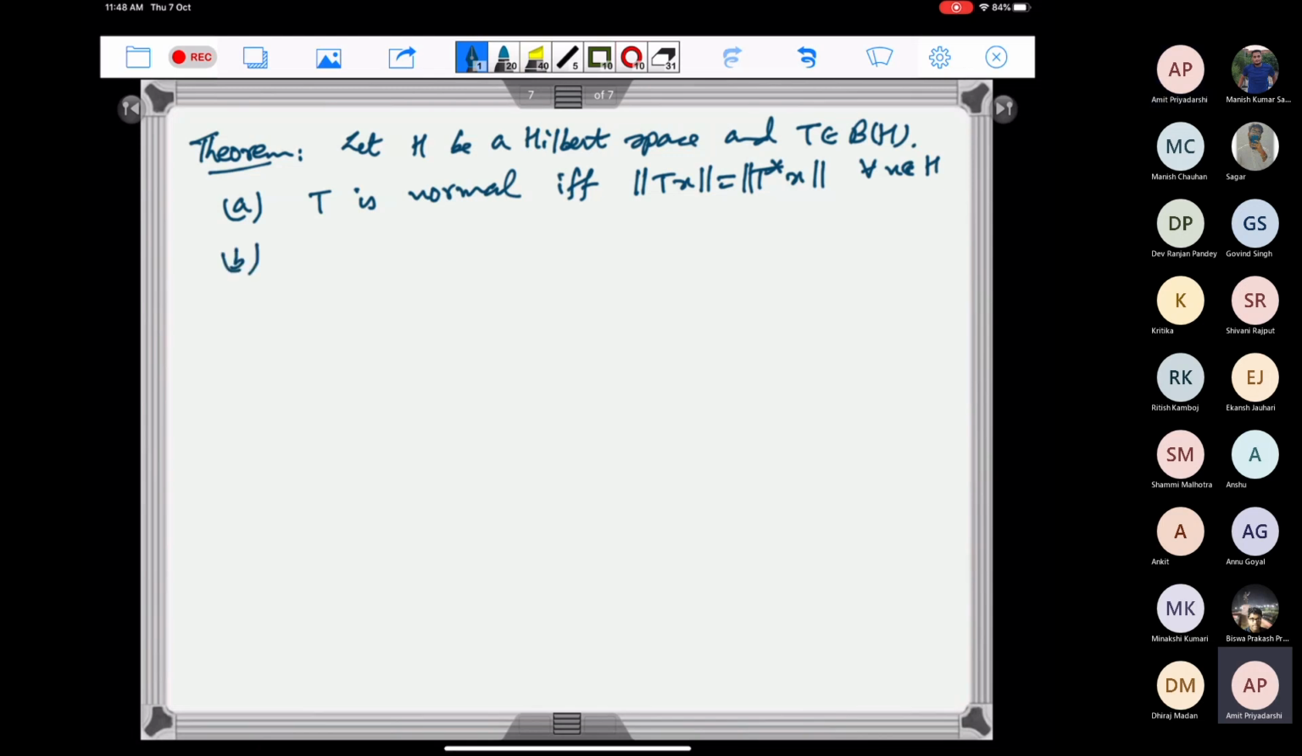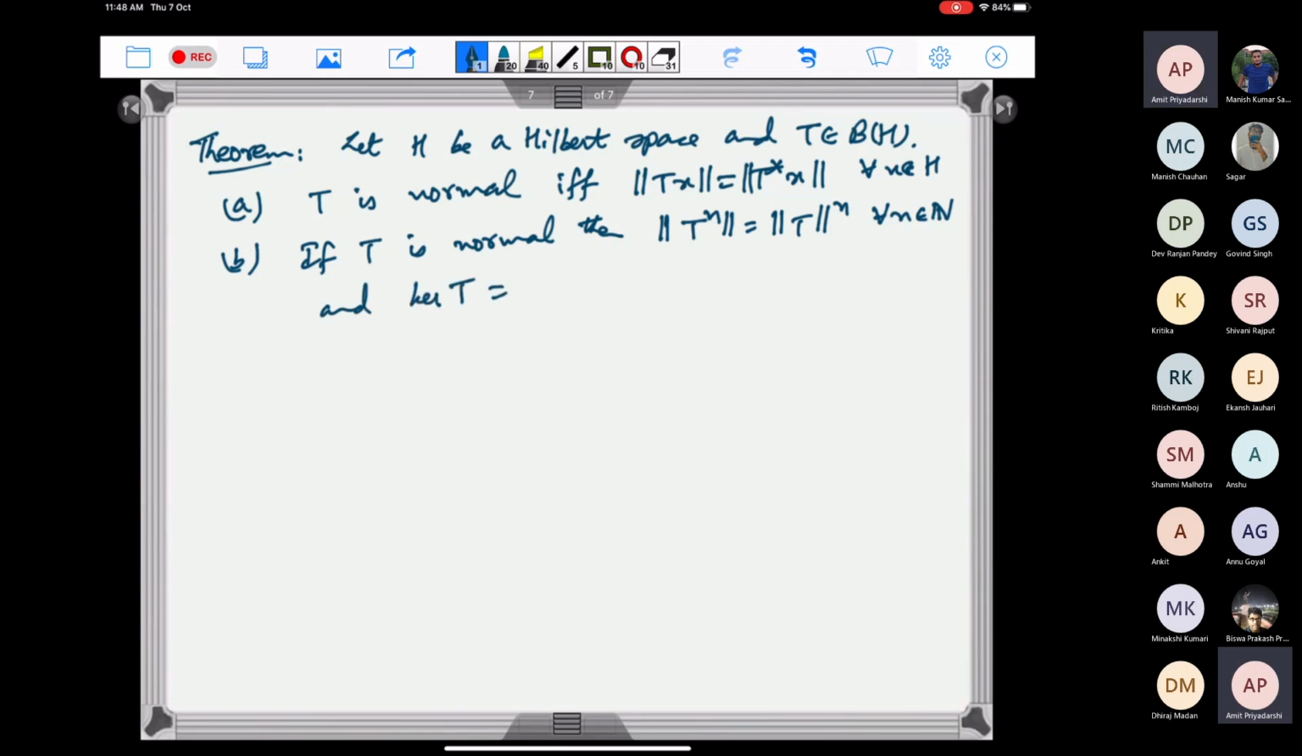And B is, if T is normal, then norm of T to the N is equal to norm T to the N for every natural number N. And also kernel of T is same as kernel of T star, which is image of T orthogonal complement and image of T star orthogonal complement.